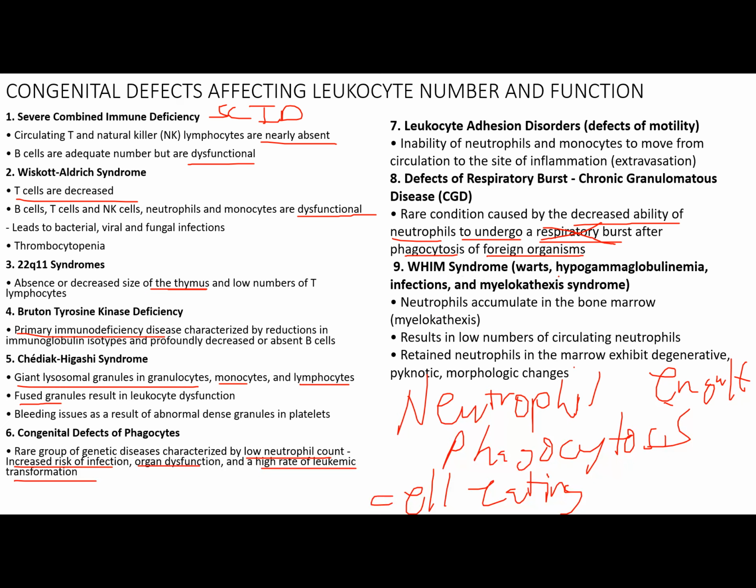Then we have your WHIM syndrome, characterized by warts, hypogammaglobulinemia, infection, and myelokathexis syndrome. Neutrophils accumulate in the bone marrow, so they stay in the bone marrow, class, which results in a low number of circulating neutrophils. Retained neutrophils in the marrow exhibit degenerative pyknotic morphologic changes.